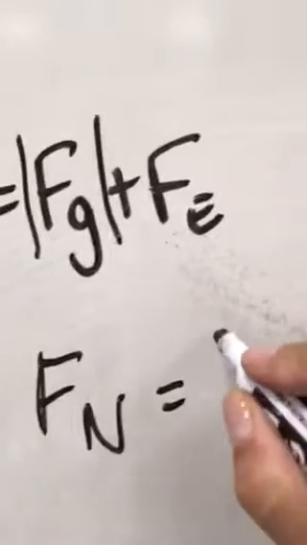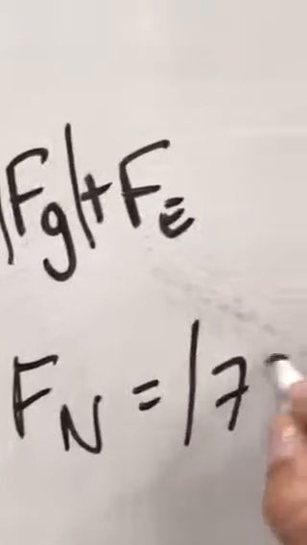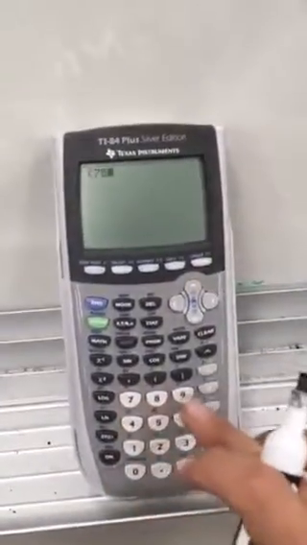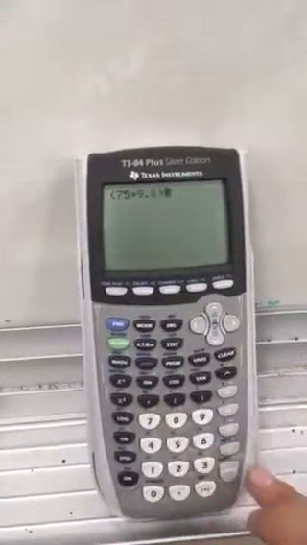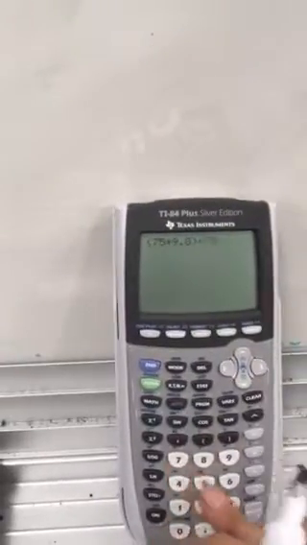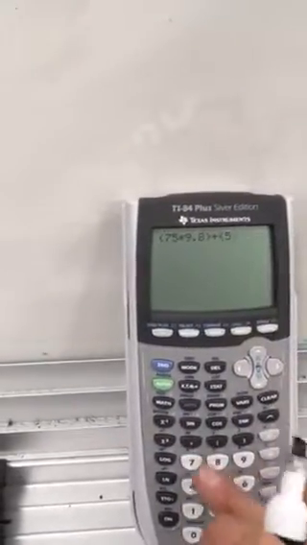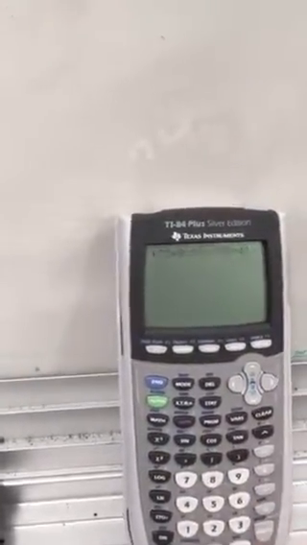So the absolute value of F of G is his mass, 75 kilograms, times gravity of 9.8 meters per second squared. And the elevator, he still has 75 kilograms, and the elevator has an acceleration that we found of 4 meters per second squared. So let's calculate. So 75 times 9.8 plus 75 times 4. And I get 1,035 newtons.